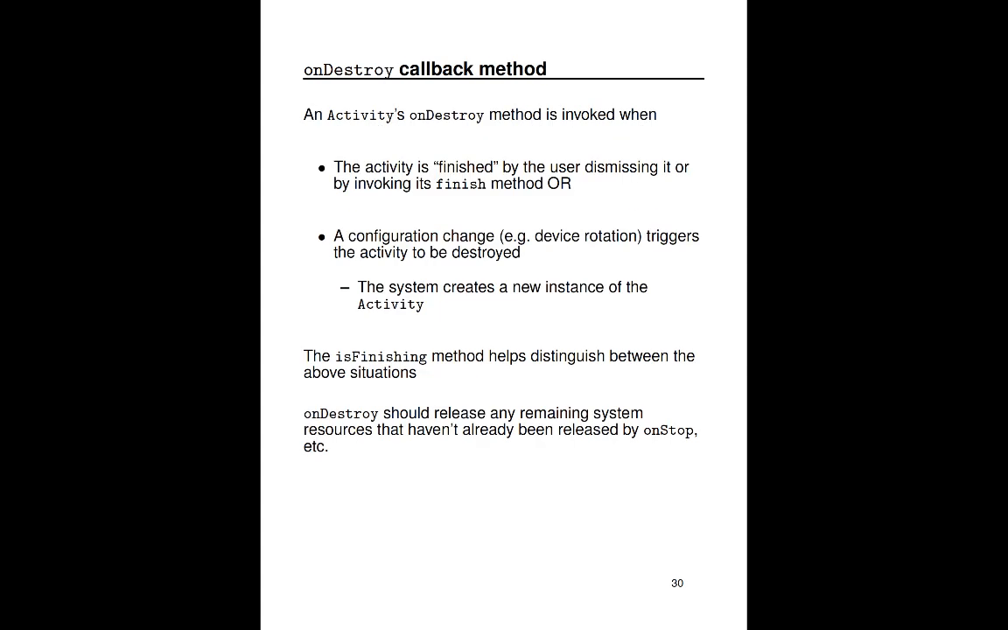Towards the end of an activity's life cycle, it goes into the destroyed state, and before it does so, the onDestroy method is invoked. This is when the activity is finished. The user maybe has dismissed it, or you explicitly invoke the finish function. Activities can also be destroyed when there is a sort of fundamental configuration change, such as a device rotation, that will cause the activity to basically be blown away and then potentially recreated in a different configuration. In this case, the system will create a new instance of the activity.